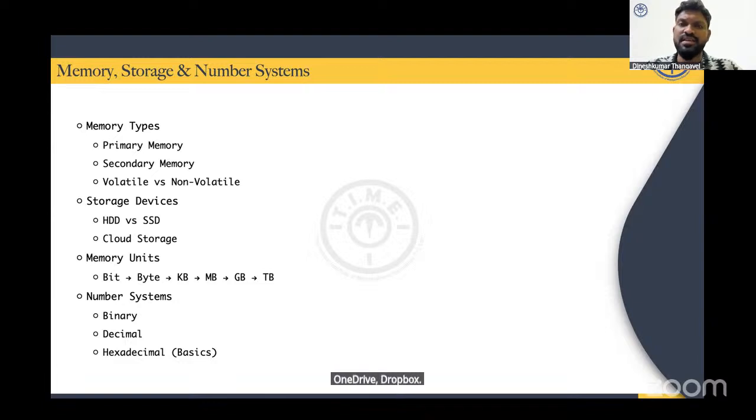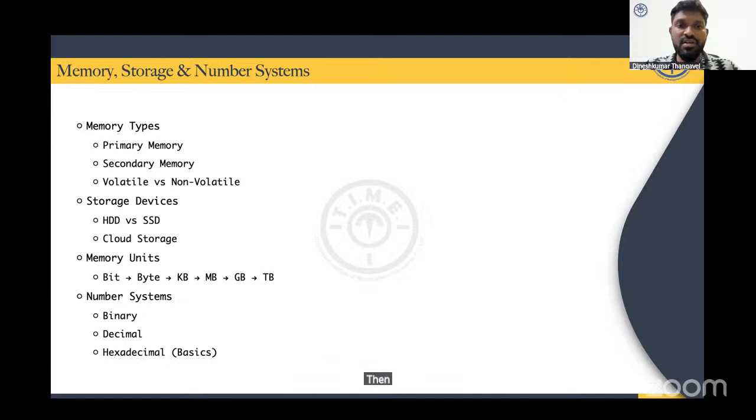Cloud means it is internet-based, accessible everywhere, with backup and sharing, right? So these are the three important things related to cloud. I'll repeat: it is internet-based, it can be accessed anywhere, and we can do backup and sharing.